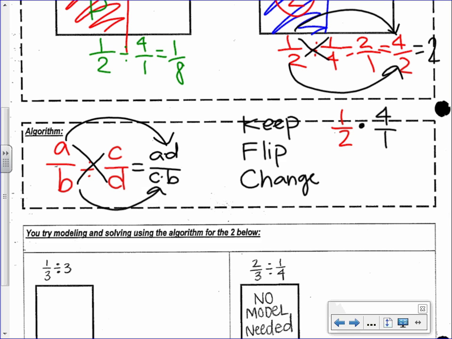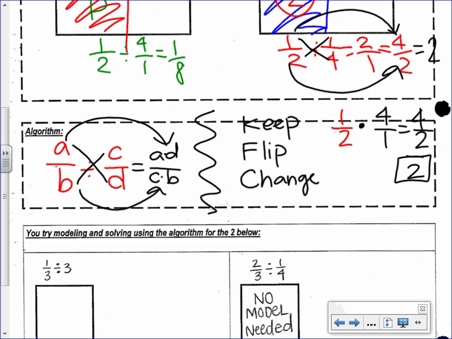So 1 times 4 is 4. 2 times 1 is 2. So 4 divided by 2 is 2. Either method works. The KFC just makes it a little bit more organized. Cross multiplying can get confusing if you forget which one goes on top. But both work. Either one of those algorithms or strategies is A-OK, whichever way you want to look at it.